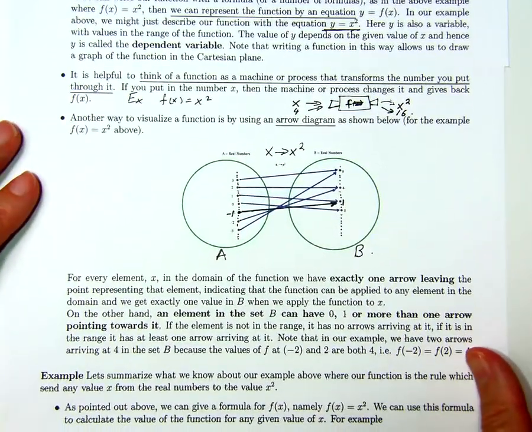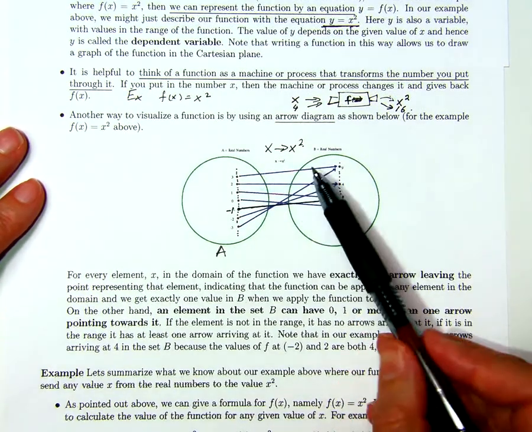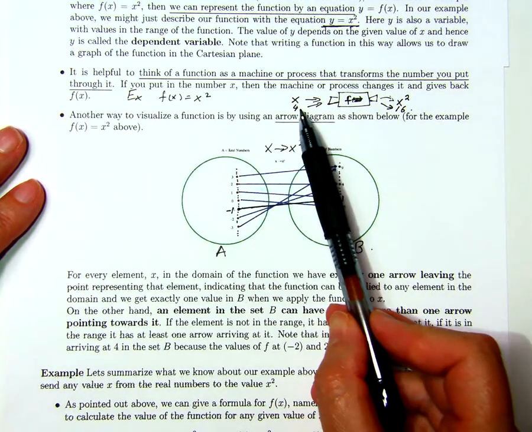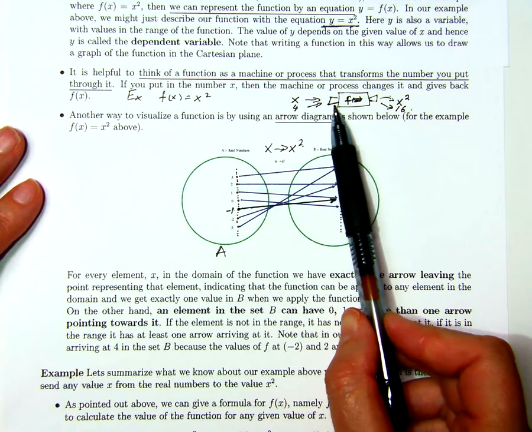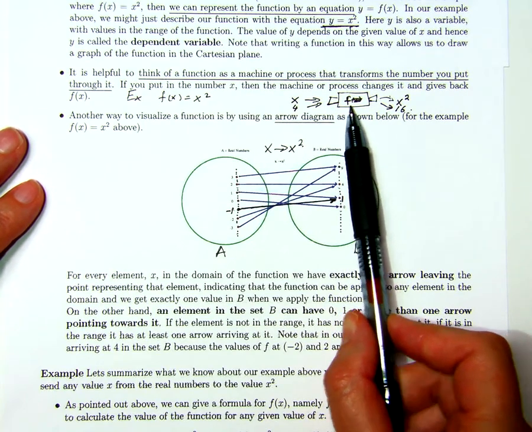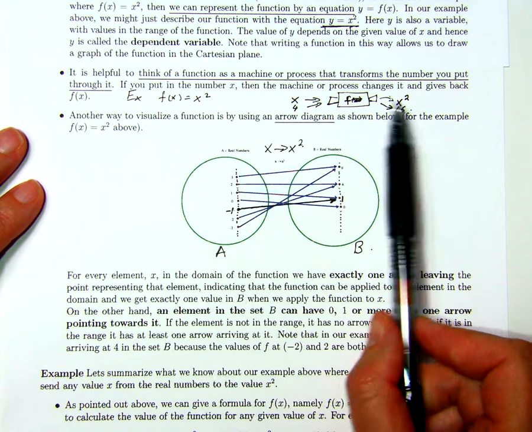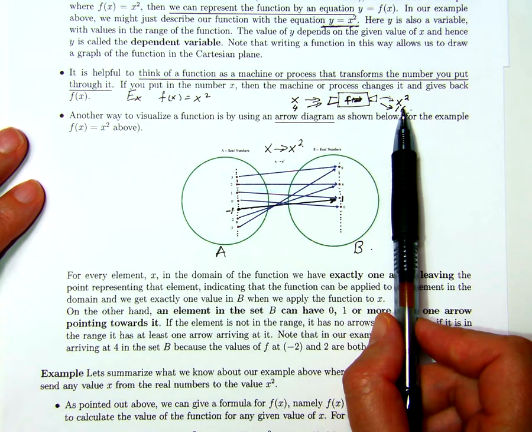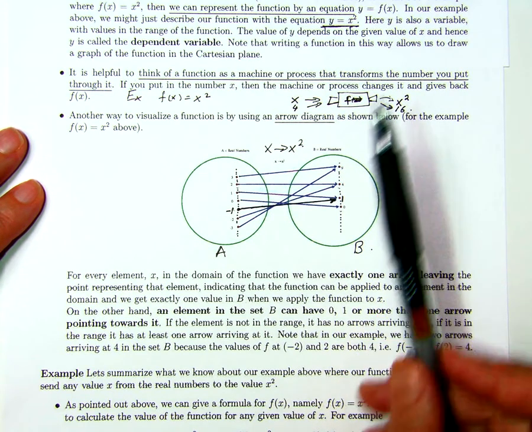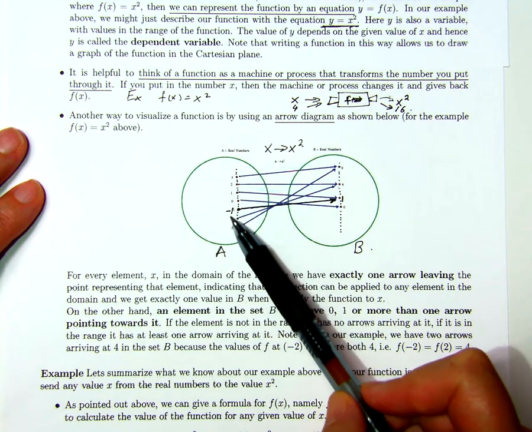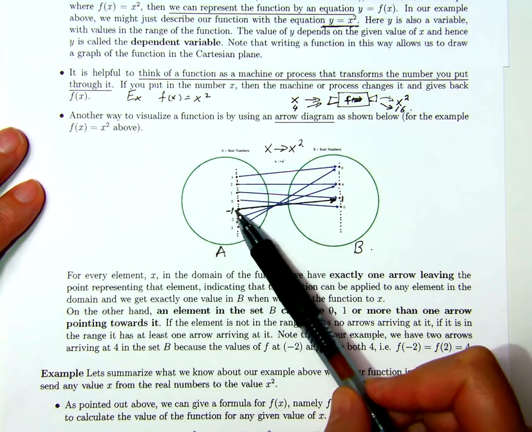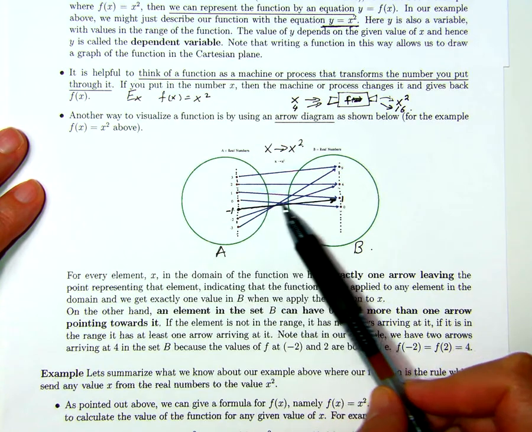Now there are a couple of things to keep in mind here. Because I have an exact formula, when I throw any of these x values into the machine, I get a unique x squared out at the other end, a unique value of f of x at the other end. So for every number in A here, there's exactly one arrow leaving from that number.